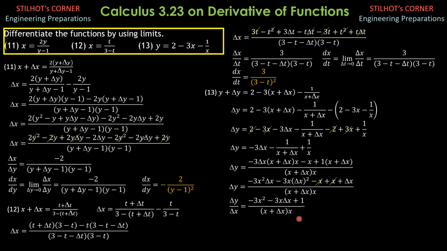So the limit of this ratio is the derivative of y with respect to x as delta x approaches 0. And it is equal to negative 3x squared plus 1 over x squared. Well, dy/dx is 1 minus 3x squared over x squared. So that's it for this video.